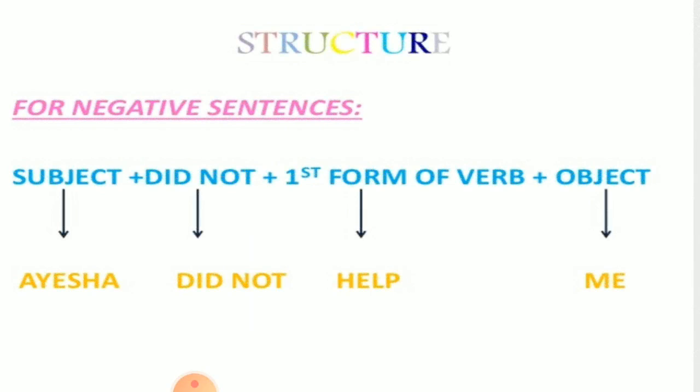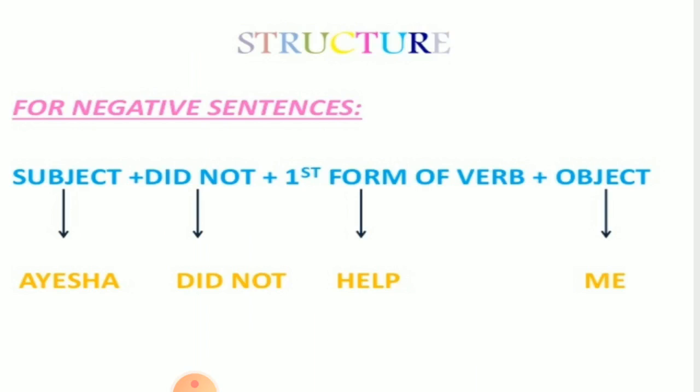Now let's see the structure for negative sentences. It is subject plus did not plus first form of the verb plus object. Children, this you have to remember very properly, that you have to use first form of the verb when you are making your sentence negative. See, first form help, helped, helped. So help is your first form.